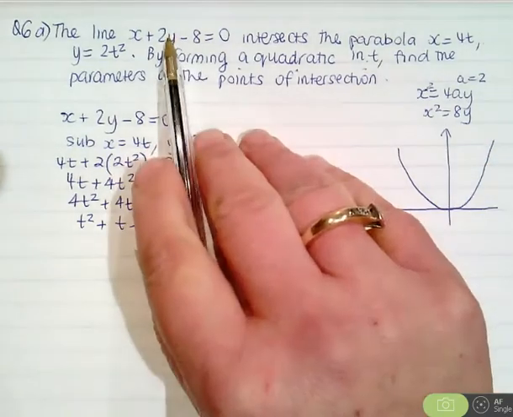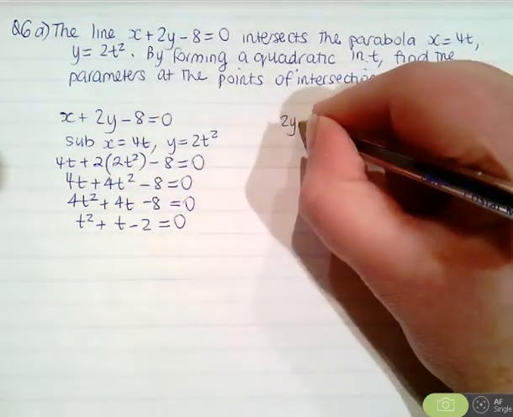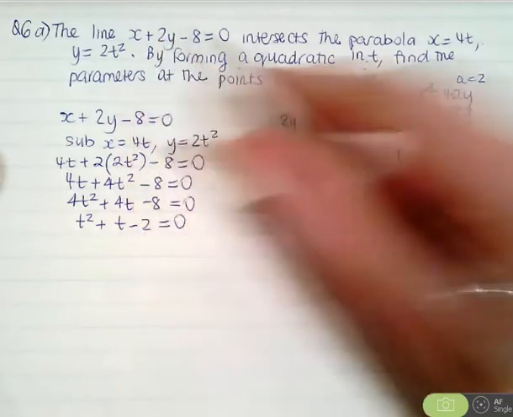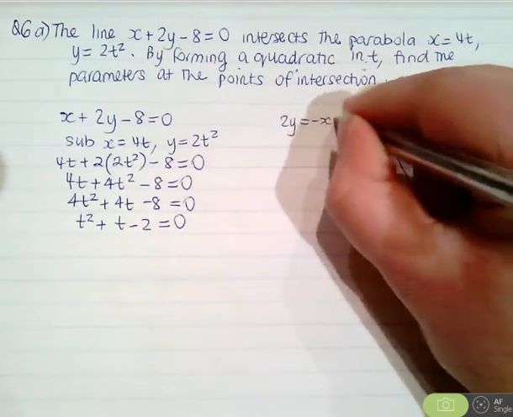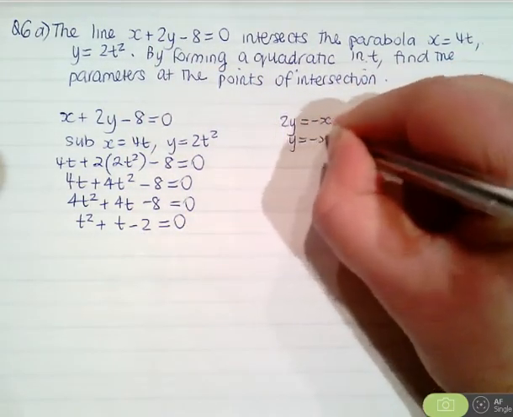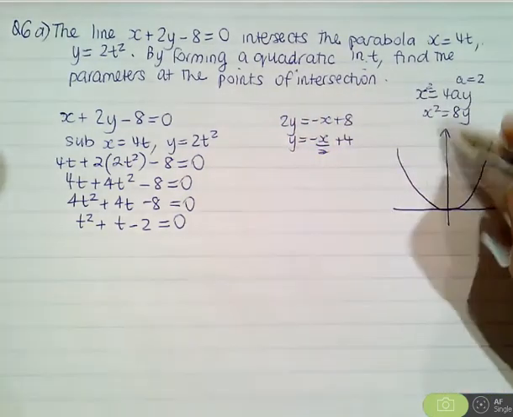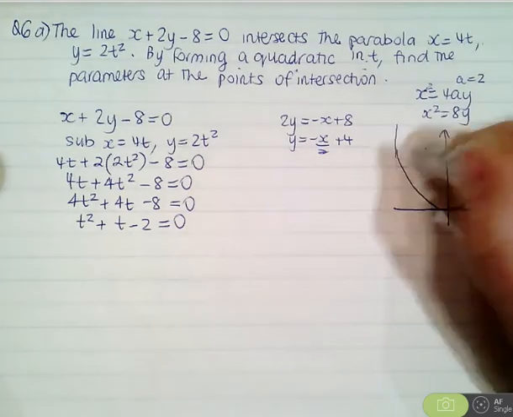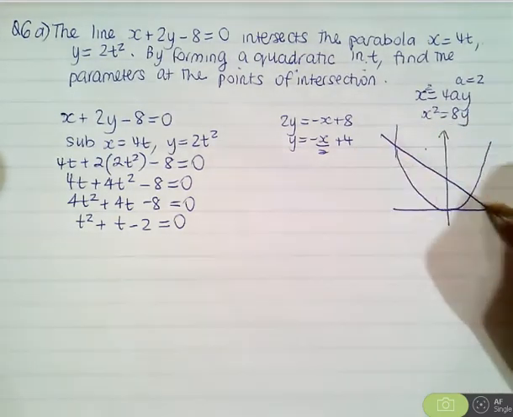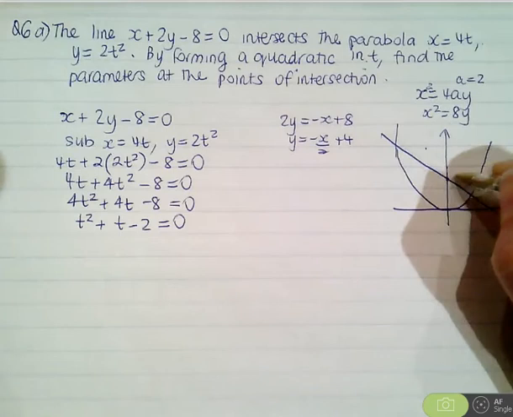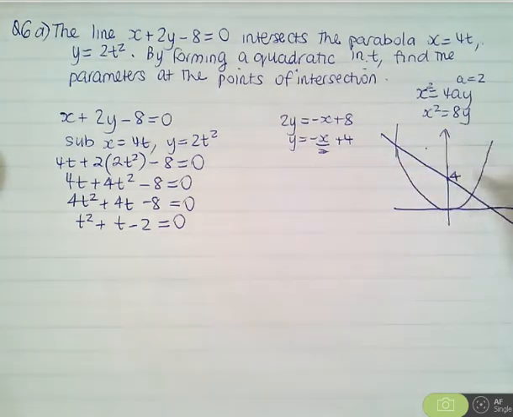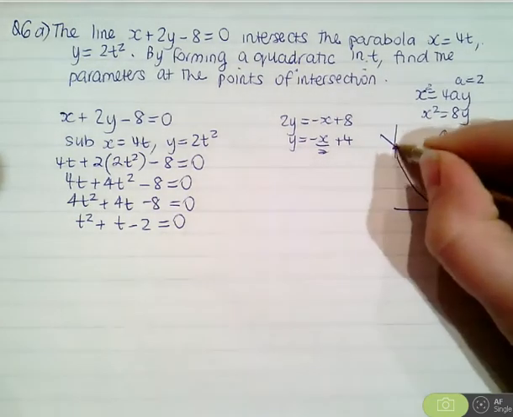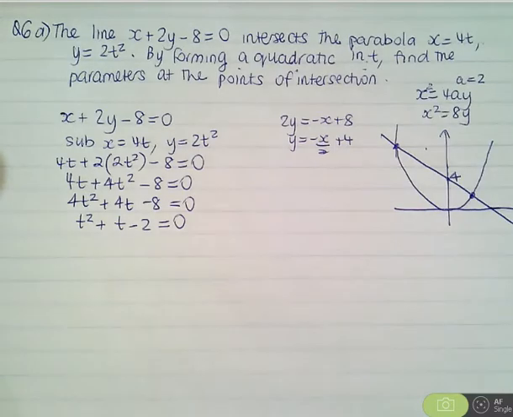Now look, if I have a quick look at this line, I just want to make y the subject. I would get 2y equals negative x plus 8. In other words, y is negative x on 2 plus 4. In other words, it's got a negative gradient. The y-intercept's 4. The line is going to look like that. It's going to cut through 4. It's got a negative gradient, and it's going to cut the parabola in 2 places.